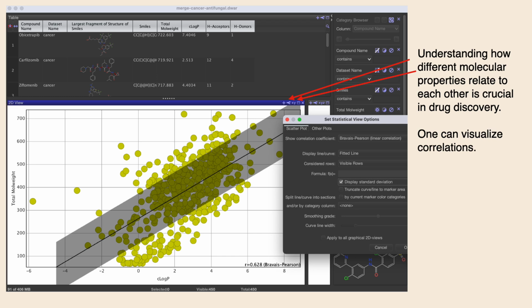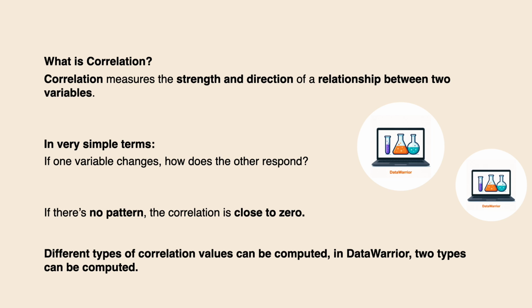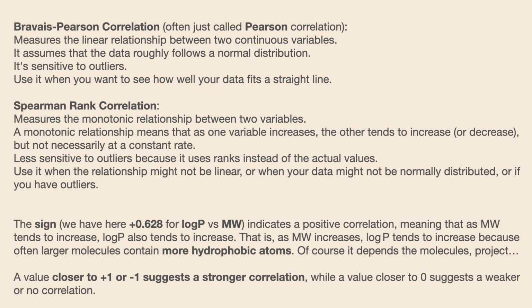You can resize the 2D view if needed. You see that R, the correlation coefficient, is around 0.6. Correlation measures the strength and direction of a relationship between two variables. In DataWarrior, different types of correlation values can be computed. You can select Pearson correlation or Spearman rank correlation in DataWarrior. Here we use Pearson. The sign plus and the value 0.6 indicate a positive correlation, and when the molecular weight tends to increase, log P also tends to increase.